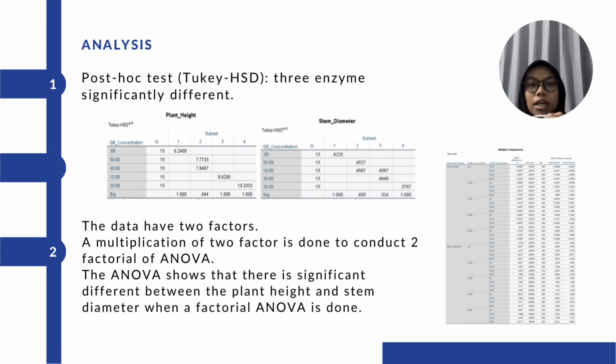As for the Tukey post hoc test of plant height, we can see that the 0% garbage enzyme concentration is in a homogeneous subset, 50% and 30% garbage enzyme are in the same subset, and 30% of garbage enzyme is in a different homogeneous subset. As for the Tukey post hoc test of stem diameter, we can see that 0% garbage enzyme concentration is in a homogeneous subset, and 10% of garbage enzyme is in the same subset. 10% and 30% of garbage enzyme are in the same homogeneous subset, whereas 30% of garbage enzyme is in another different homogeneous subset.